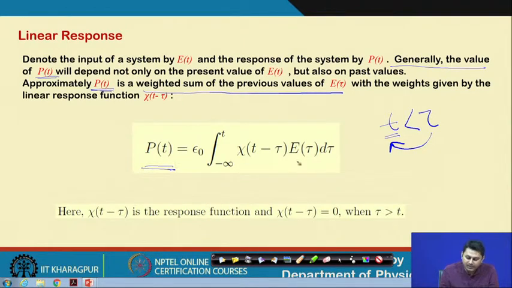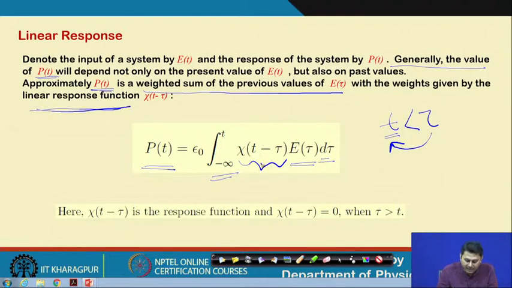So, that means E(t) is something here, E(τ) is something here, then I will add up all the E(τ) dτ, where dτ is the time span, and this is from minus infinity to t. Here t is the present time and minus infinity is a time long back. This is a general formalism. And then there is a term here, χ(t − τ), which is the weightage factor or the response factor.